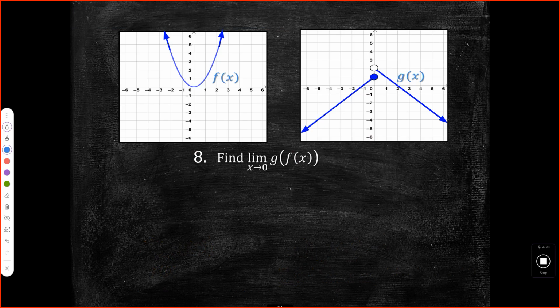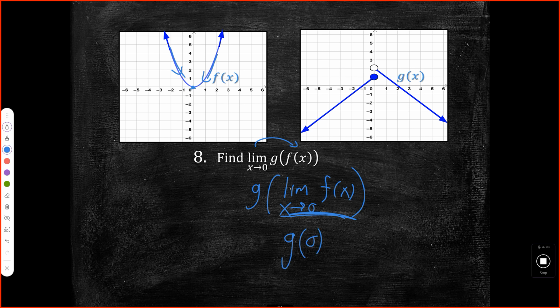Okay, let's do problem number 8. Find the limit as x approaches 0 of g of f of x. Let's apply the limit rule for composite functions: g of the limit as x approaches 0 of f of x. Find the limit as x approaches 0 of f of x. Coming from here and from here, the limit is 0. So we go g of 0. This is continuous. We have no problems whatsoever here.